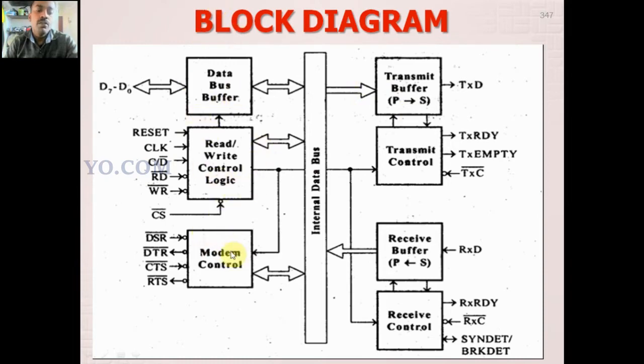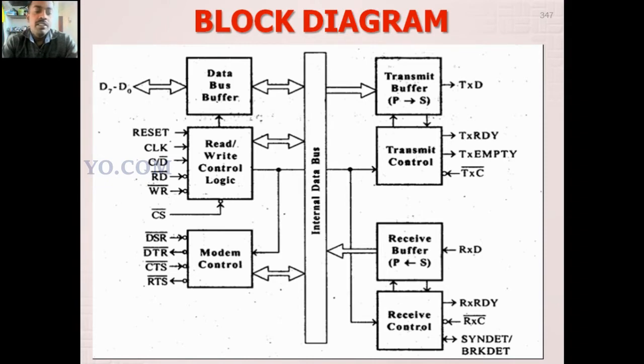Then this is the modem control. What is a modem? Modulator and demodulator. In our homes we are using modems, like a Jio modem or landline modem. These modems are mainly used for internet communication. So modem means modulator demodulator, and it acts as a transmitter and a receiver.